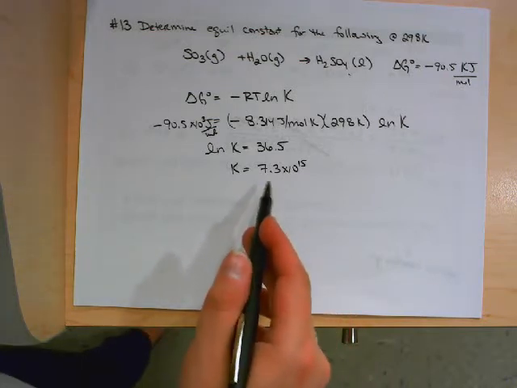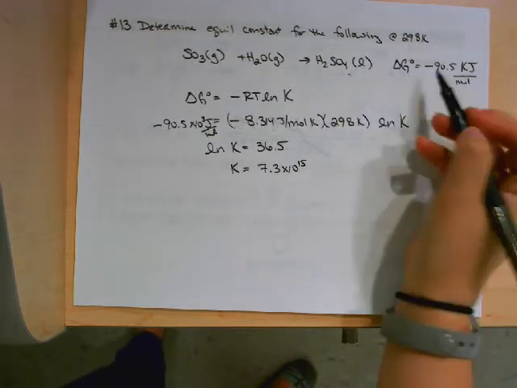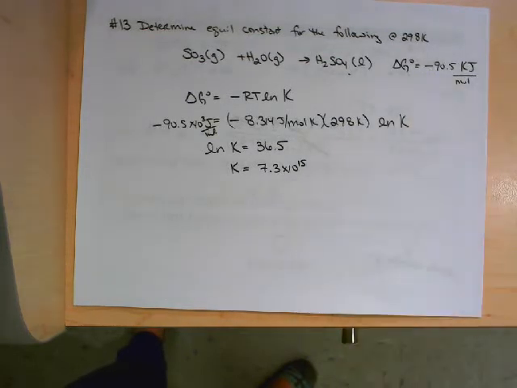Is this value of K telling me that it's going towards products or towards reactants? Towards products. What does the delta G tell me about spontaneity? It's spontaneous, right? Those two things, again, tell you the same stuff. It's going towards products spontaneously. So these two things should jive.